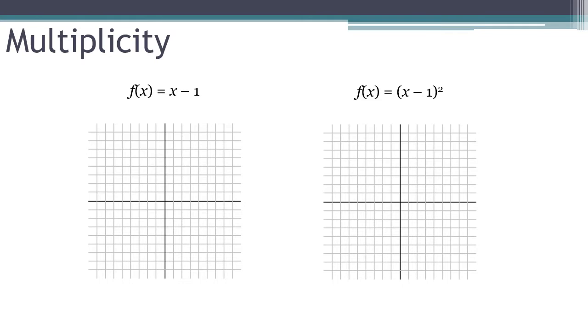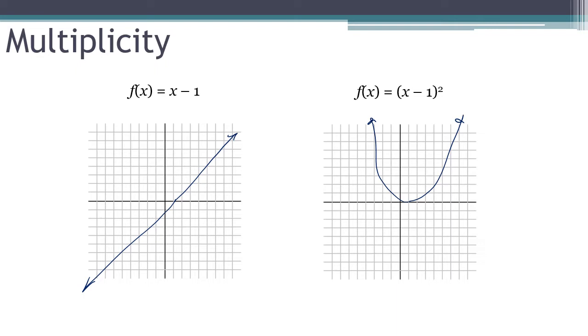So what I've got here are two very similar polynomials. The first one is a linear equation. The second one is a quadratic. And what they have in common is that they both have an x-intercept at 1. So the linear equation looks like this, and our quadratic equation looks like this. So you notice their behavior at that intercept, their behaviors are very different.